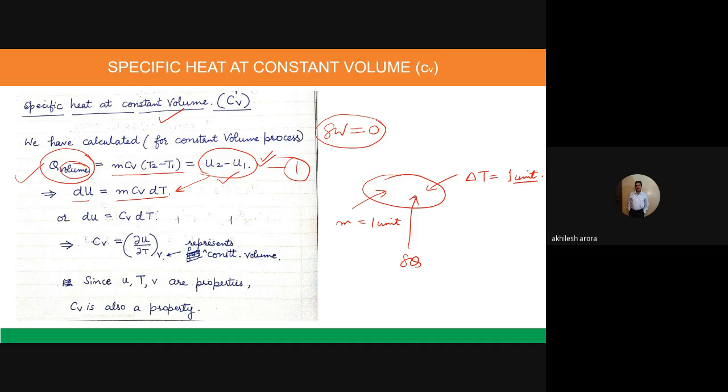And if I want to write it on a unit mass basis, then it is du equals Cv dT, because now I have divided both sides by mass. Here it is the total internal energy, and here it is the specific internal energy. So from here if I calculate the value of Cv, it comes out to be del u by del T when the volume is kept constant. So this is the equation for the specific heat at constant volume.